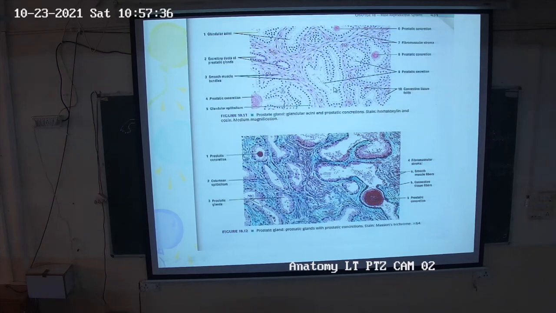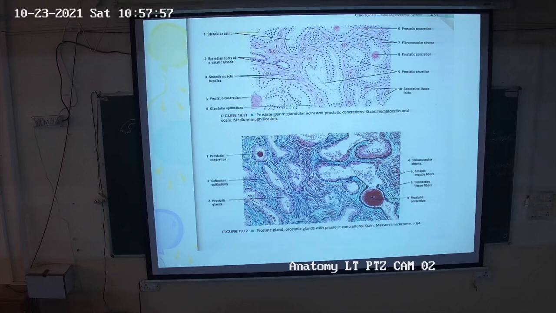There is no single shape, it is not necessarily circular. Like in the thyroid gland, they have circular follicles, but here there is no single type of shape of the glandular part. The epithelium varies, but generally it is simple columnar epithelium. Okay, secretion. So 70% of the semen is formed by the seminal vesicle, and the rest is secreted by the prostatic gland.